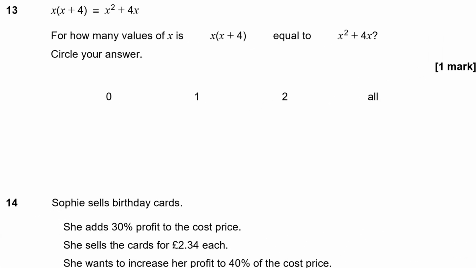Question 13 has an identity and it's asking how many values of x is x multiplied by x plus 4 equal to x squared plus 4x. Well, the very fact that this is an identity, it's got 3 lines there, not 2, which makes it an identity. That means it's true for all values of x. That's what an identity means. So that's done.